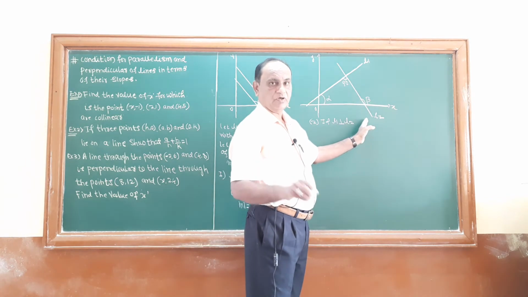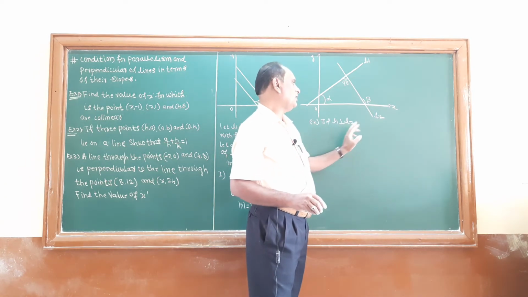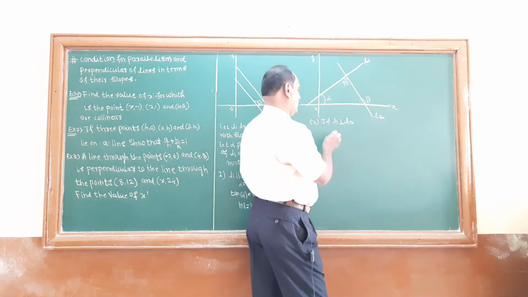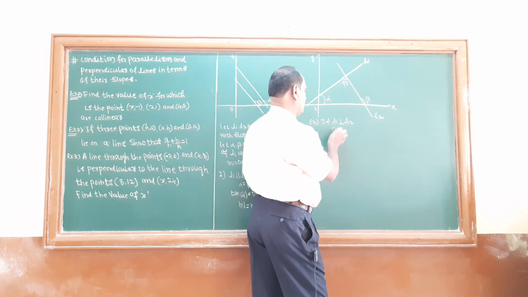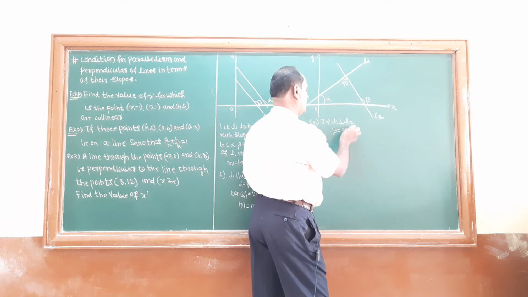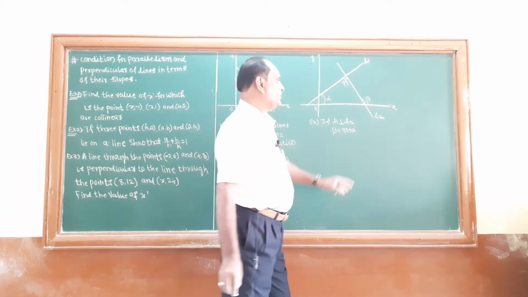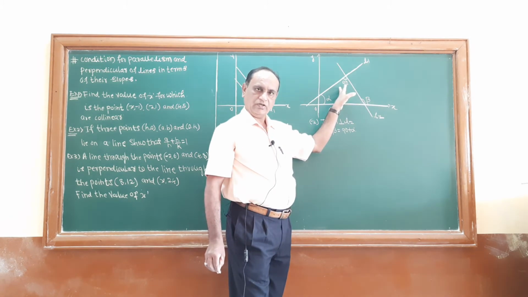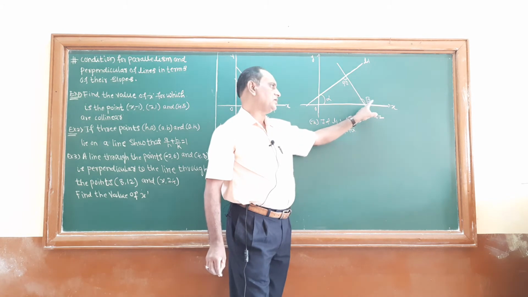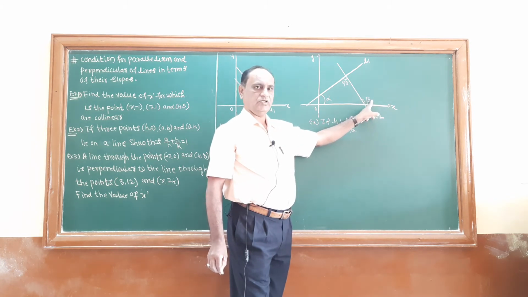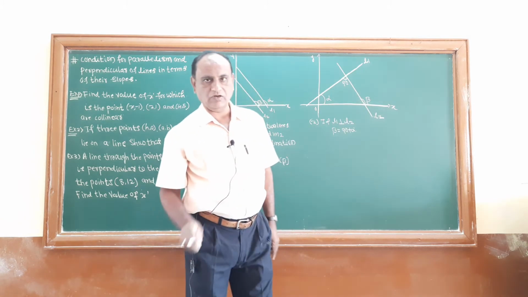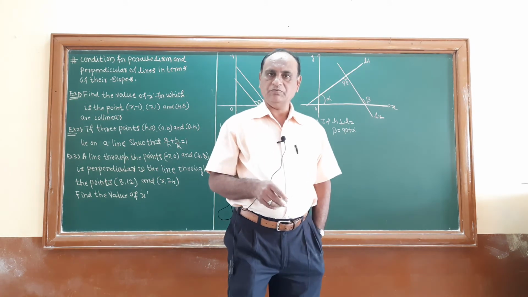If L1 is perpendicular to L2, therefore the exterior angle beta is equal to the sum of the two interior angles, that is 90 degrees plus alpha. So if one line is perpendicular to the other, the condition is: the exterior angle beta is equal to the sum of the two interior angles, that is 90 degrees plus alpha.